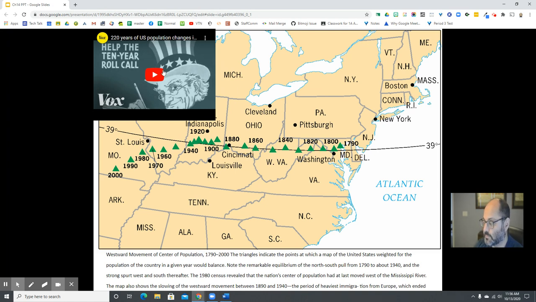Why is that? Why move west and why go south? And why does it only happen after World War II, basically? It's technically just before World War II.